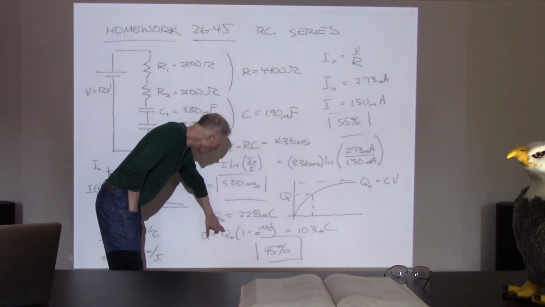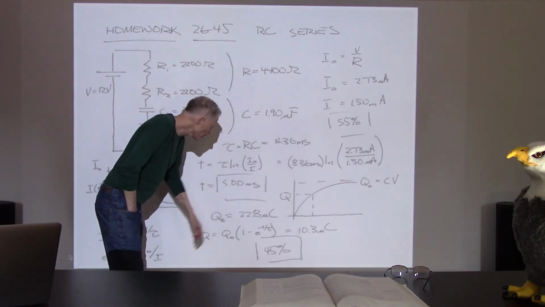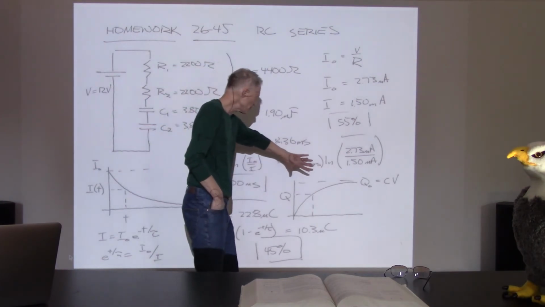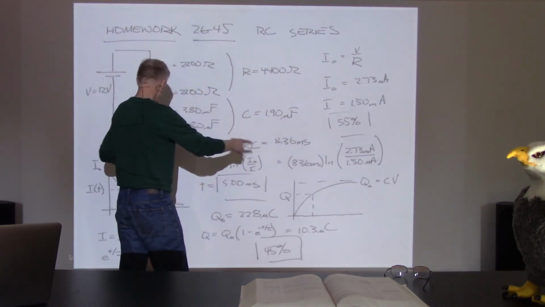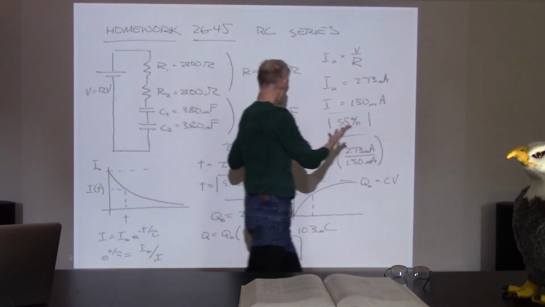Q is equal to Q naught times (1 minus e to the minus t over tau). So this is that exponential thing. This function is the complement. These two go together, I guess.